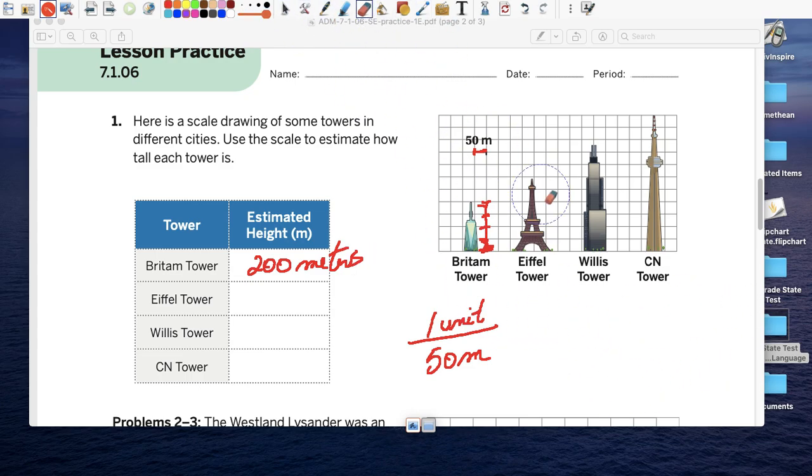Let's keep that there. And the Eiffel Tower, let's count the number of units. The height is, well, here's 0, 1 unit, 2 units, 3 units, 4 units, 5 units. Well, it's not exactly 6 because it doesn't reach 6, so that looks like 5.9 units. So I can take 5.9 and multiply that by 50 because every unit is 50. So 295 meters, about.